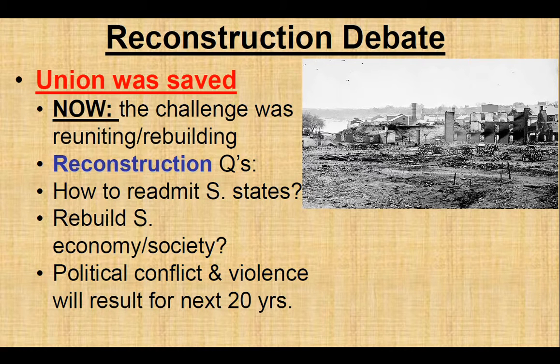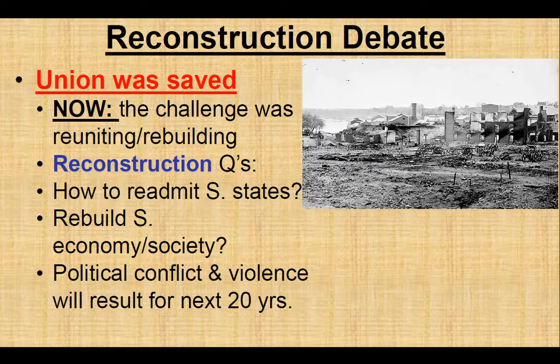So the Reconstruction debate is one that is a physical reconstruction. How is it physically going to be rebuilt in the South? Most of the fighting is in the South. Questions are, how do those states come back in? What kind of conditions do they come back in under, a checklist of things they have to do, rebuilding the economy and the society of the South. What does it look like? Should we remake the South in the form of what the North is like economically and socially?